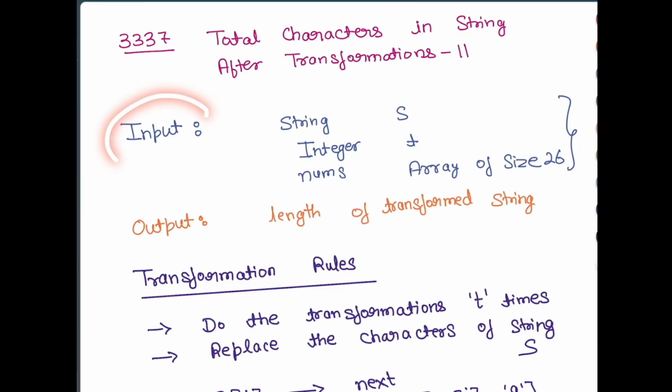So in the problem, the given input is a string s. This string s we need to transform. There is an integer t which is representing how many times we can do the transformations, and there is another array which is nums, and this array is of size 26. Basically this array is representing 26 characters of lowercase alphabets. The output we need to give is the length of the transformed string. So we need to transform this string t times, and after the transformation, for the new string which we have got, we just need to return the length.